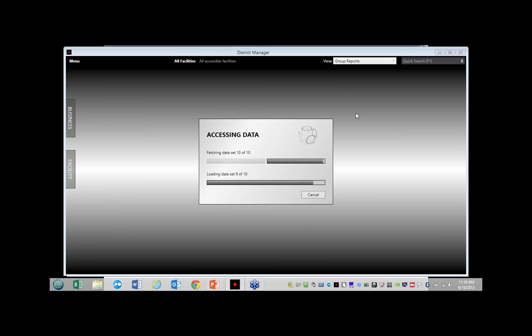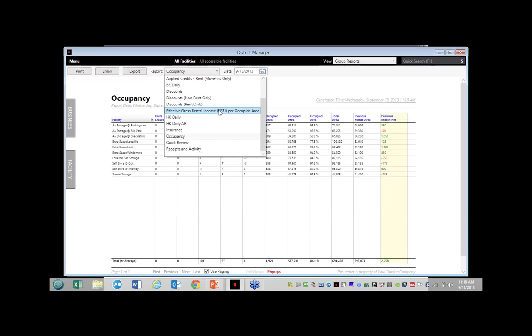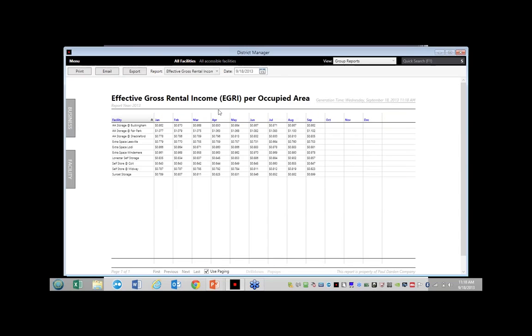And I'm going to go down and look at the effective gross rental income. In the store that I want to show you, for example, this says this is how much money we're making per square foot of occupied income at a store. In January at Sunset, for example, we were doing 78.9 cents a square foot. And as you can see now, in September, we've gone up right at, well, 11 cents per square foot. So that means we're becoming a lot more efficient in our operations.